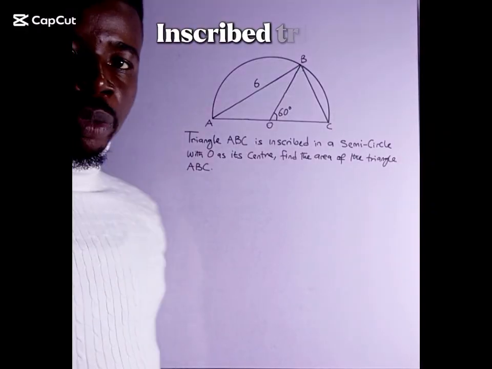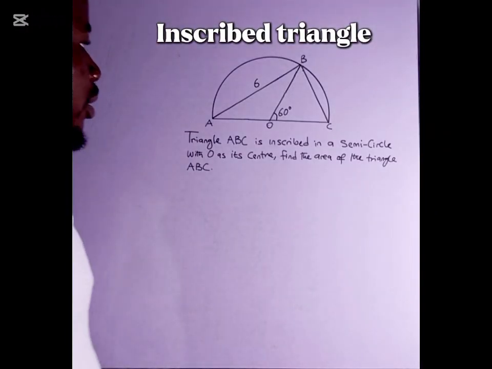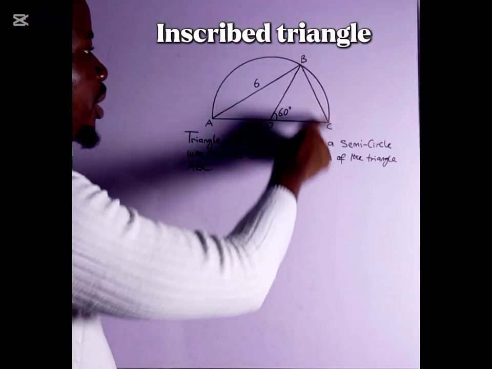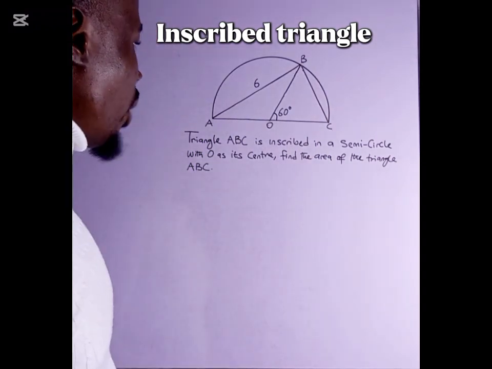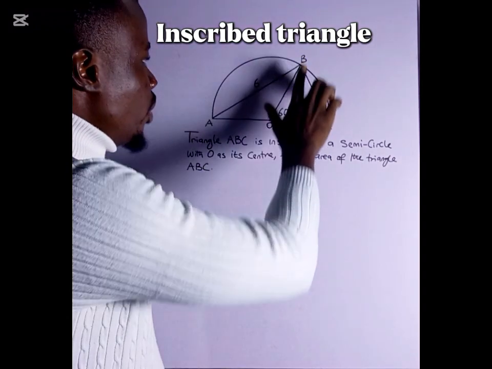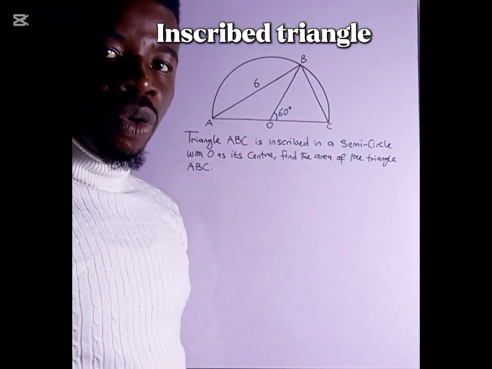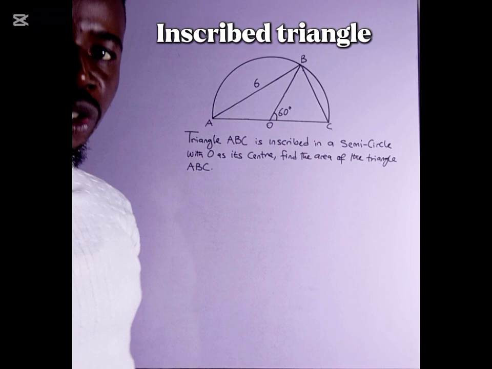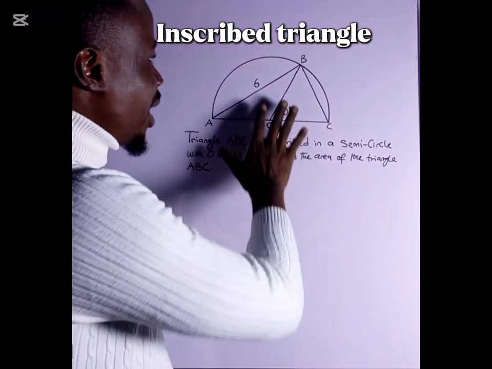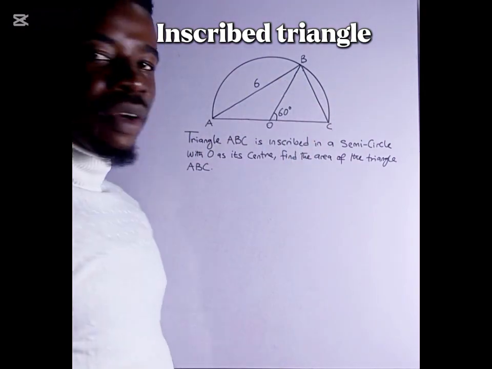Okay, so we are given a shape on the board, and we are told that a triangle ABC is inscribed in a semicircle, and we have to find the area of this triangle ABC, given that O is the center of the circle. So now, how do we actually solve a question like this? We just have to pay attention to the diagram above.